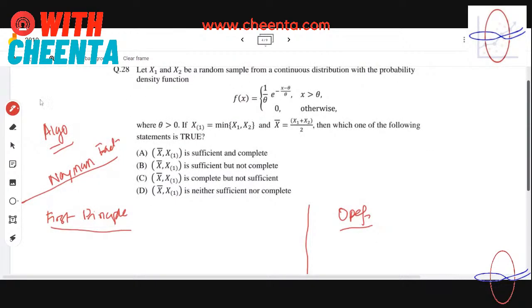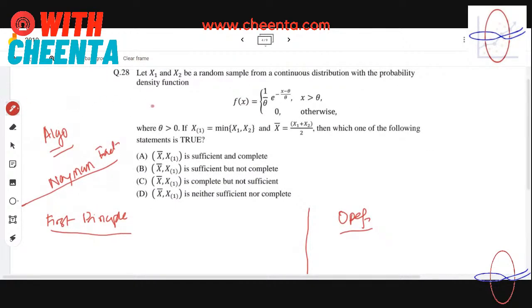So therefore you can write it in a single term as f(x) is equal to 1 by theta exponential minus (x minus theta) by theta, indicator x greater than theta. You can always write it in this form, okay? And I think it is in the one-parameter exponential family form. Anyways, you can understand from here also.